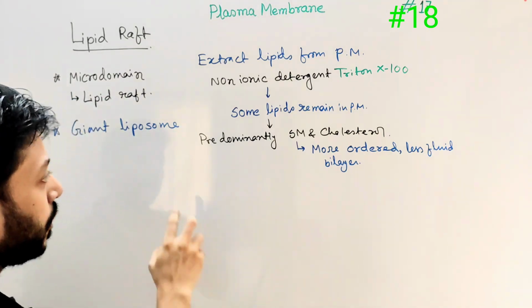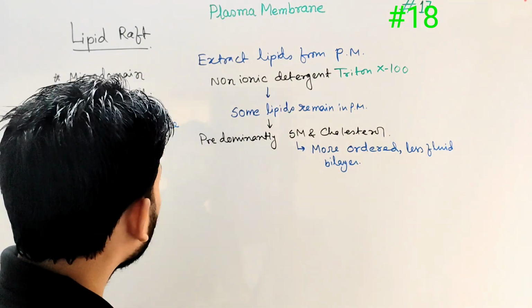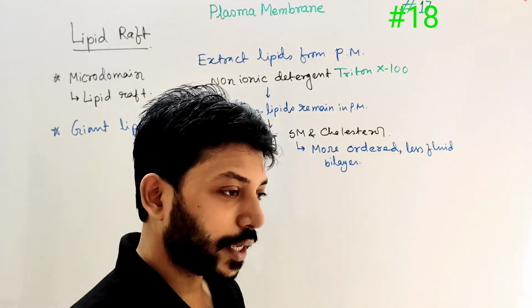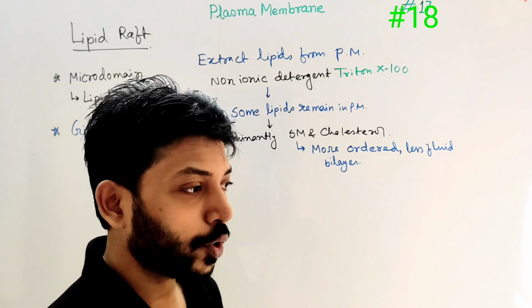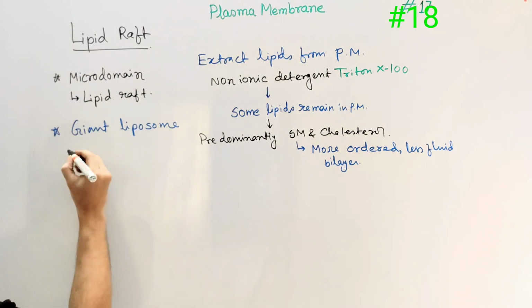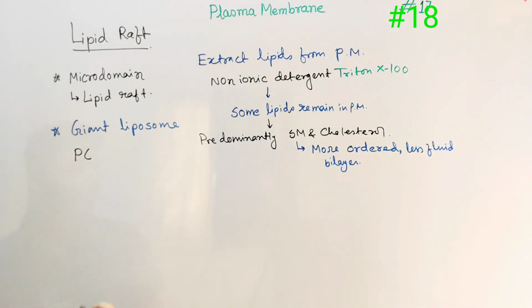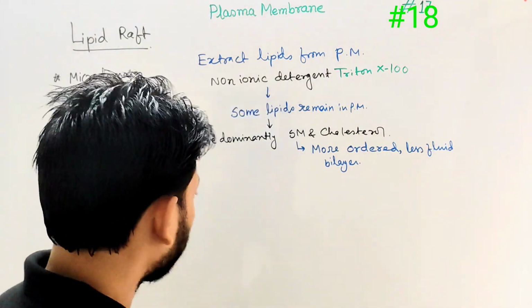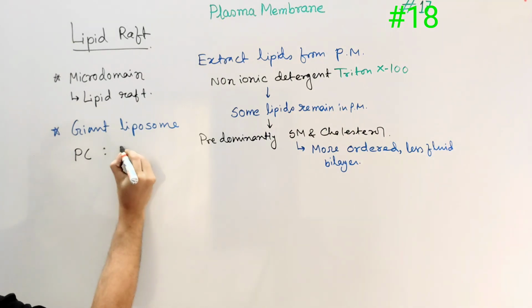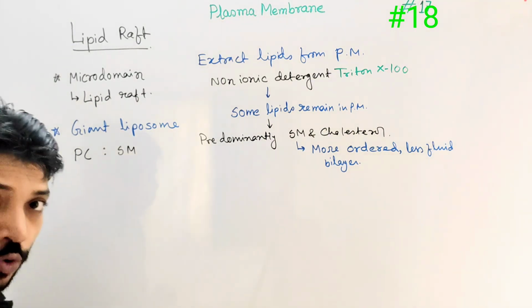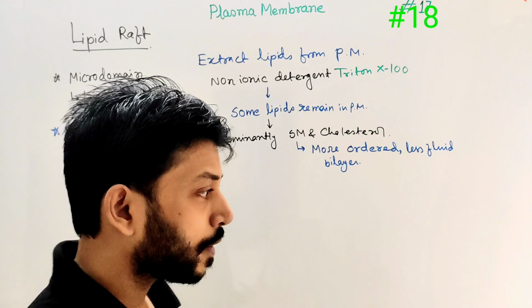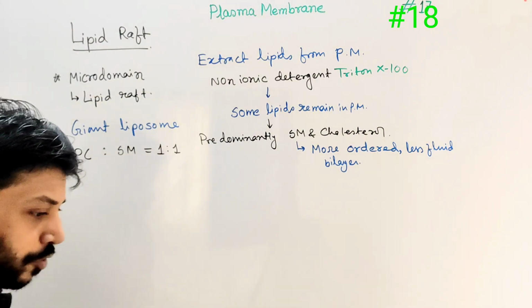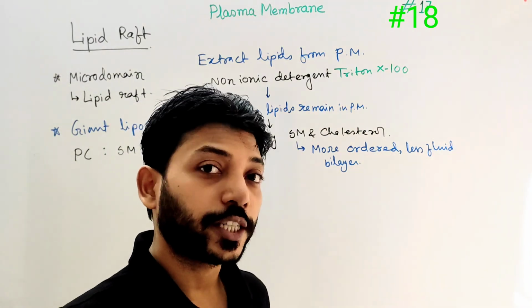So for research purposes, for membrane research, liposomes are used, and scientists also used giant liposomes. Now they make these liposomes with two lipid species. One is phosphatidylcholine. If you have watched my previous video, you know phosphatidylcholine is a group of phosphoglycerides. So they used phosphatidylcholine and sphingomyelin, two species of lipid molecules in a ratio of 1:1, to make the giant liposome.